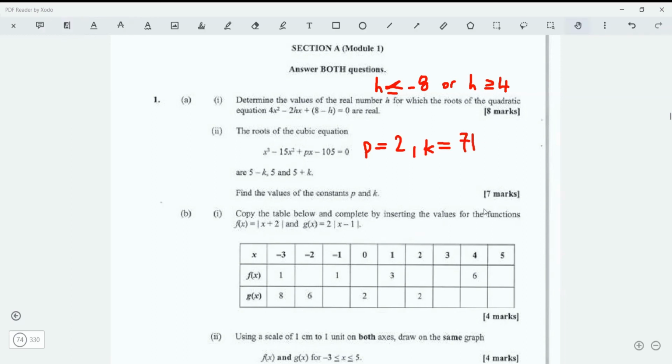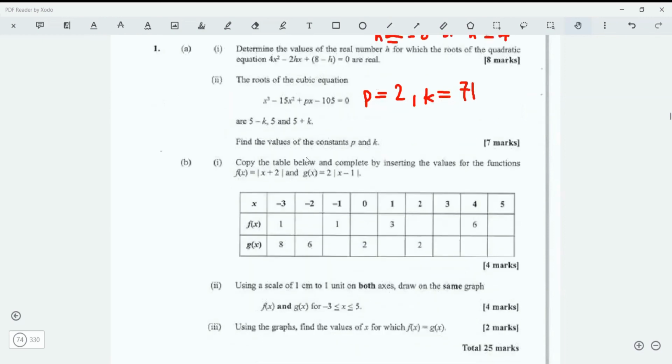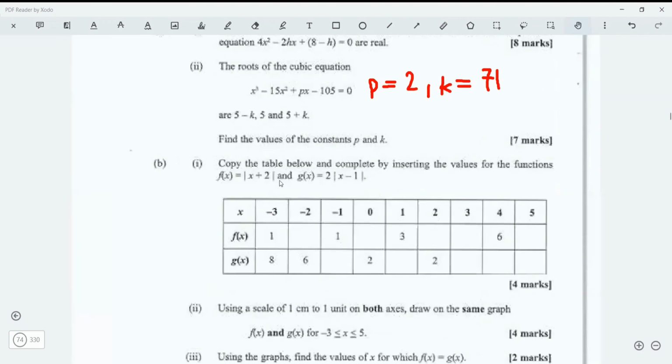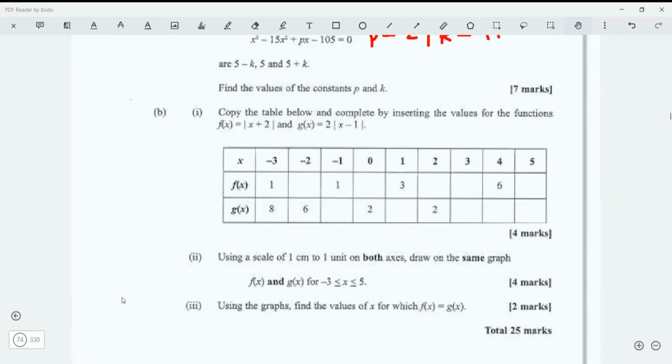That's 8 and 7 marks already. I want to do nothing yet. This question now, Marika, is a graph. Yes, modulus functions are on the syllabus, remember, so a graph can come. And it says copy the table below and complete by inserting the values for the function.